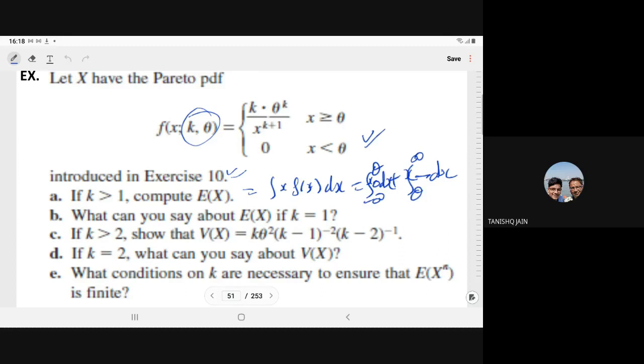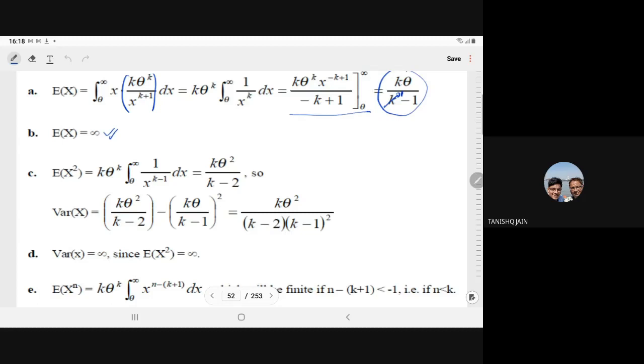Now, if k is greater than 2, then the variance of x is equal to k θ^2 (k-1)^(-2) (k-2)^(-1). So we know that E(X^2) is the integration from minus infinity to infinity of x^2 into f(x) into dx. This will become minus infinity to theta plus theta to infinity. In the first range the integrand is 0, so this integral is 0. And here we have x^2 into f(x) into dx.